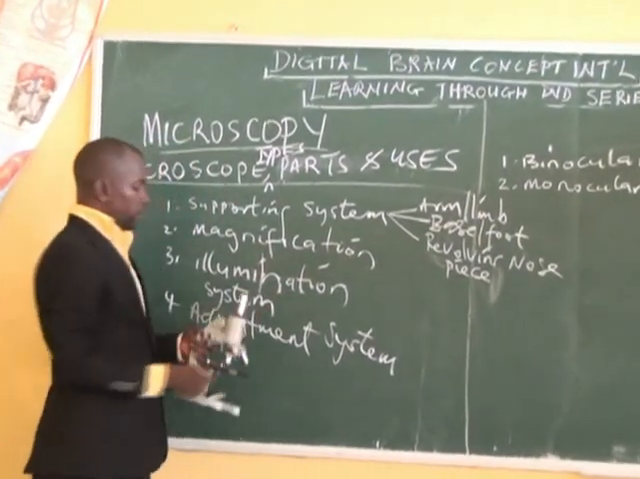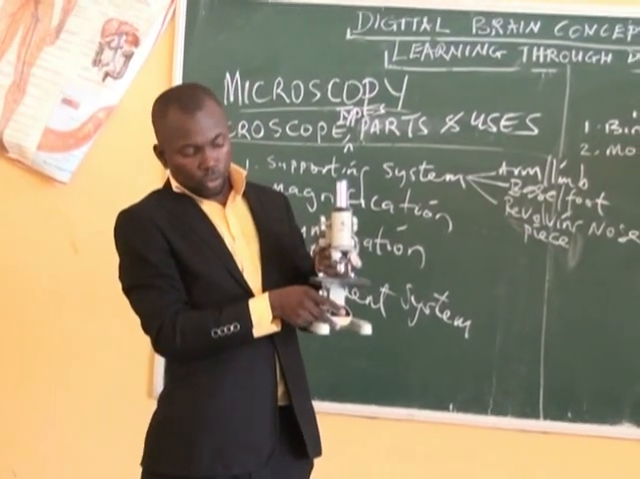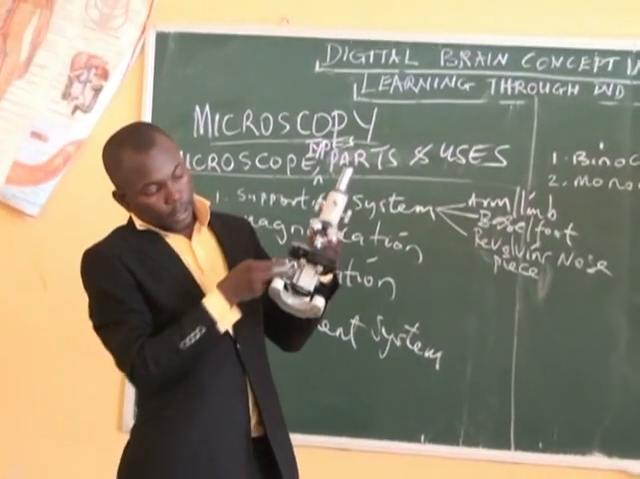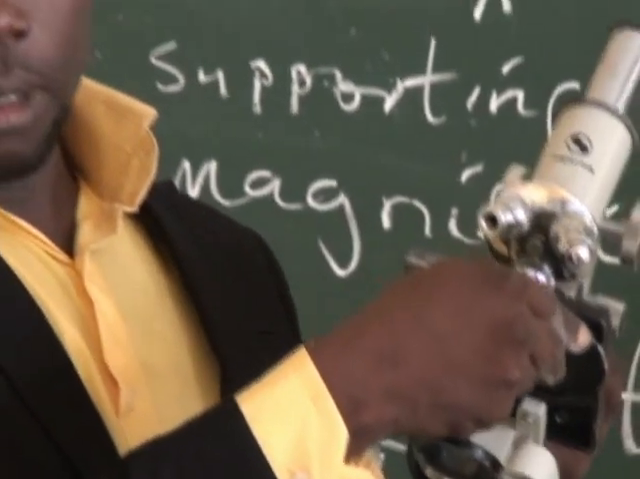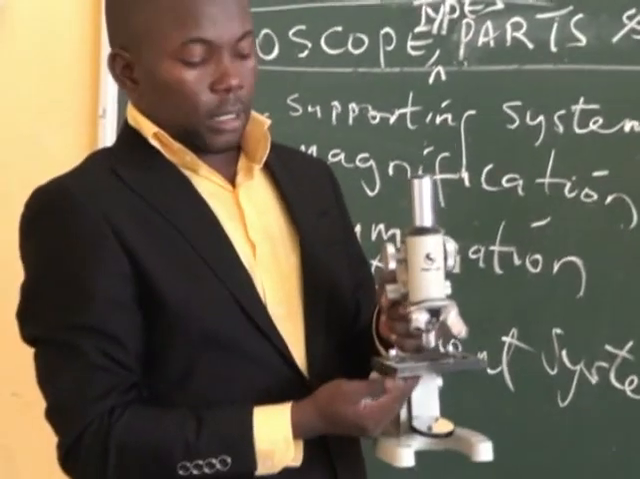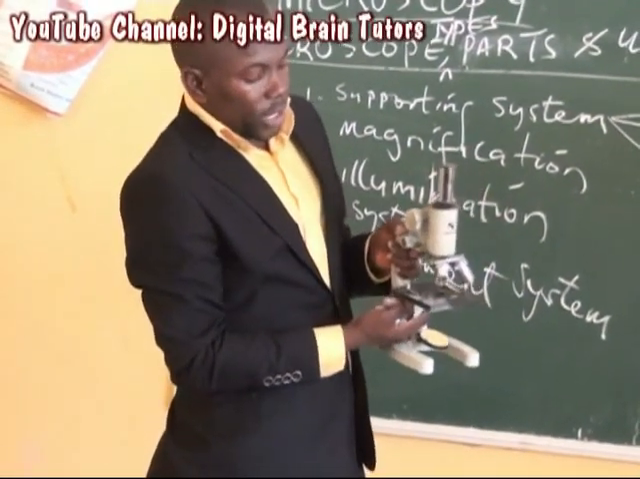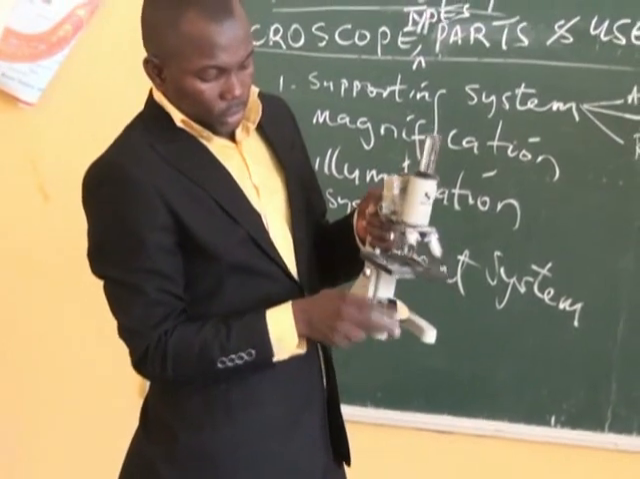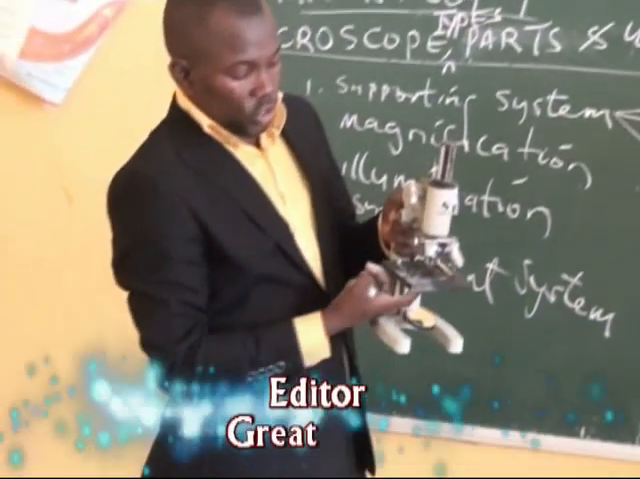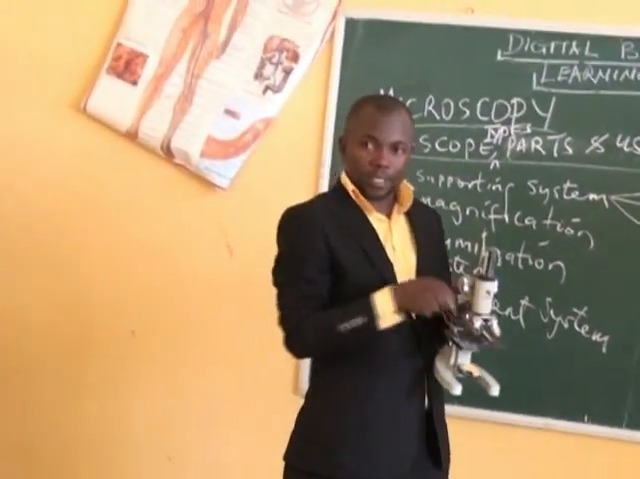The illumination system consists of the source of light, like the mirror here, the condenser, and the iris diaphragm. They are at the back under the stage. They regulate the amount of light that passes through the hole. There is a small hole here called the stage hole, and through the stage hole, the light passes to the specimen. The mirror is used to reflect light towards this stage hole, while the condenser and the iris diaphragm regulate the amount of light that passes into the specimen.